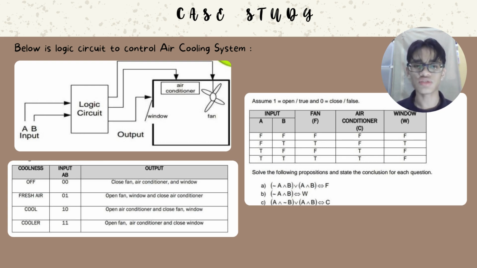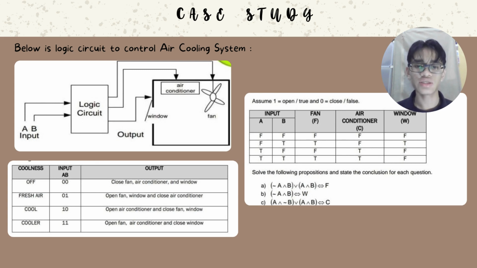Next, if the input is 01, the coolness is fresh air and it will return output: open fan, open window, and close air conditioner. If the input is 10, the coolness is cool and it will return the output: open air conditioner, close fan, close the window. If the input is 11, the coolness is cooler and it will return open fan, open air conditioner, and closed window. Assume that 1 is open or true and 0 is closed or false.